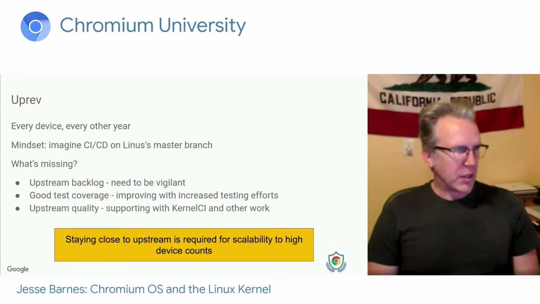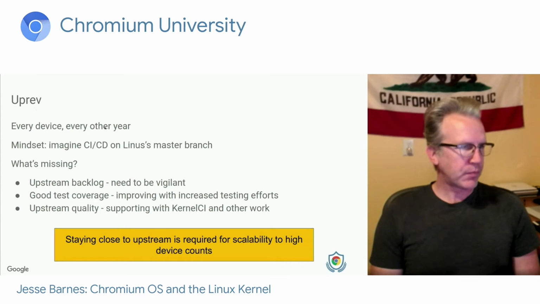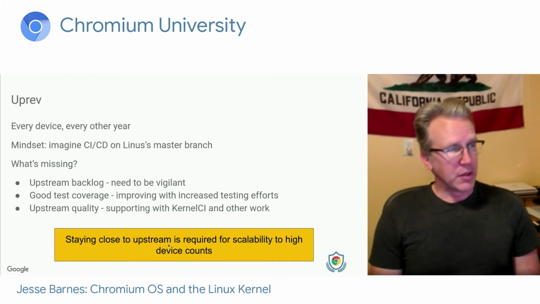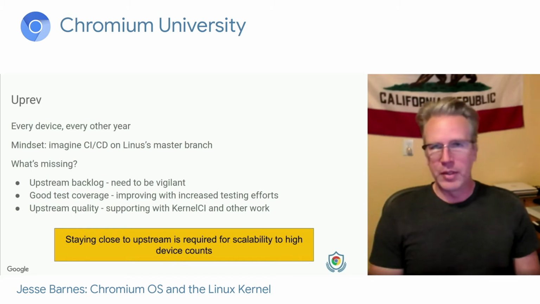The test coverage I touched on already, and then the upstream quality is related to that as well. So I think both of those need to improve significantly for us to speed up and deliver higher quality uprevs. And it ties into our scalability as well. So if we're gonna be able to support lots of devices and stay current with the latest features that Chrome is deploying and the other pieces of the stack are deploying, we need to be able to upgrade their kernels quickly and easily. And so that's tied to the scalability to high device counts.